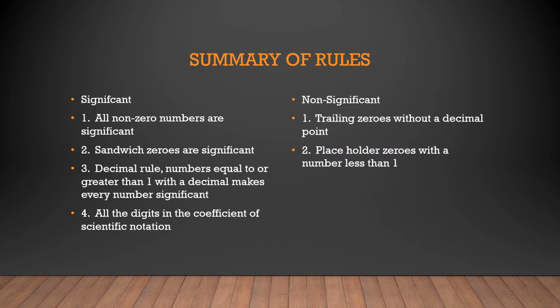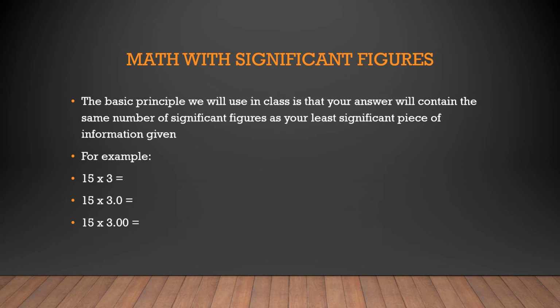Okay. Now, what does this mean for when we do math? Well, here's a quick summary of all the rules again. Non-zero numbers are significant, same with zeros are significant. Decimal rule, intent to put decimal point in there, basically everything is significant as long as the number is greater than 1. All the digits in the coefficient of scientific notation are significant. Non-significant numbers, again, trailing zeros without that decimal point are non-significant. Placeholder zeros with a number less than 1 are also non-significant. Now we put that into math, and here's what happens because of it.